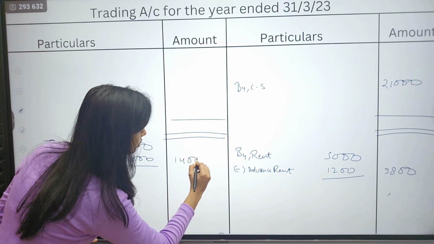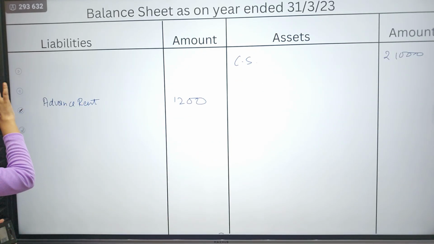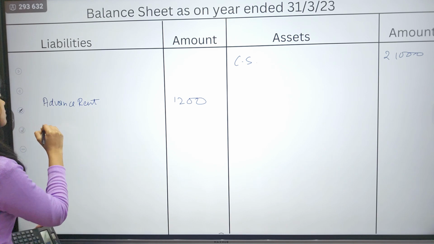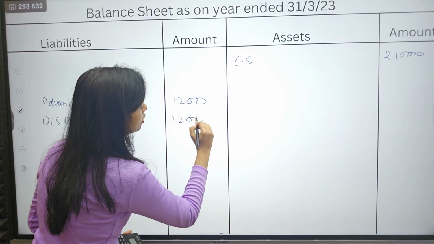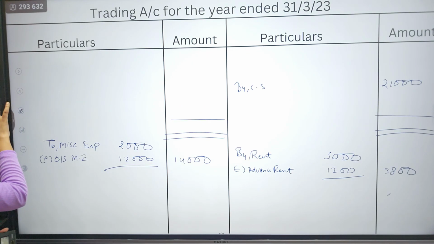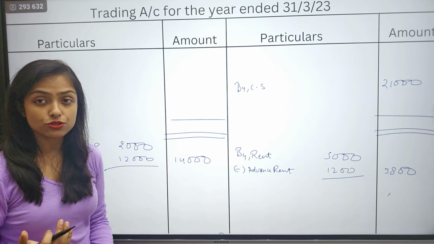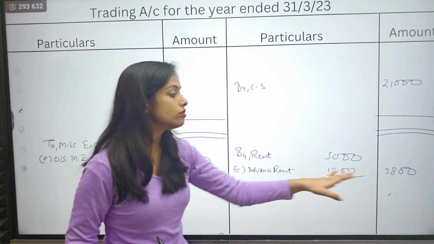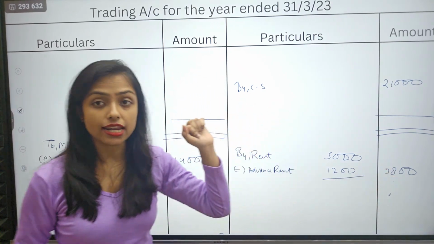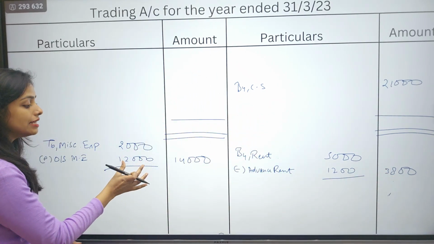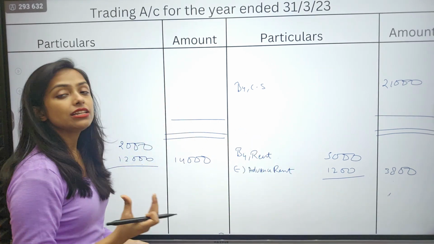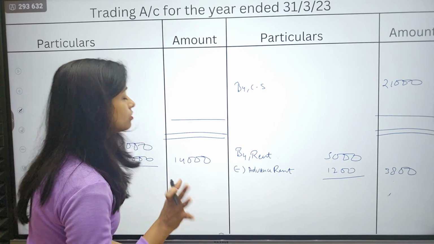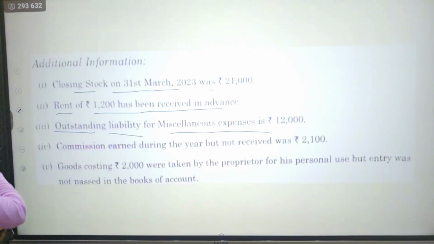This comes out to be 14,000 rupees. Now outstanding miscellaneous expenses are always written on this side: 12,000 rupees. Never write the whole 14,000 rupees over there, or the whole 3,800 rupees rent over there. Always remember we have to write the amount that is actually outstanding, or the amount that has actually been paid in advance. I hope you got it.